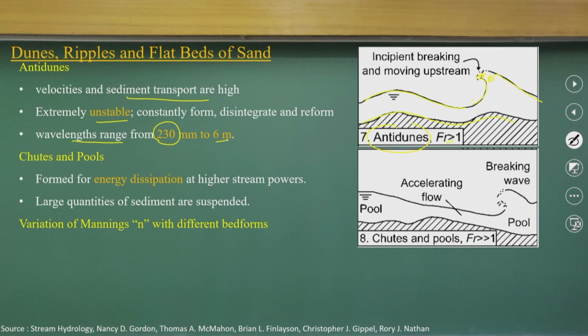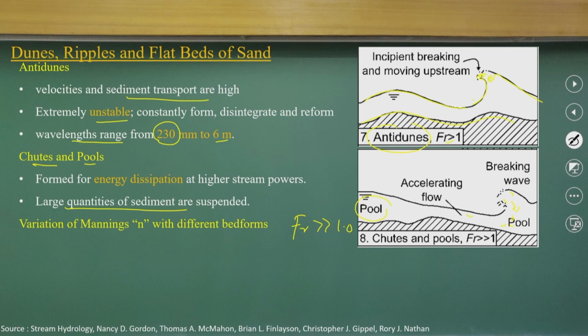Further, if your flow Froude number is larger than 1, then you will have pool and chute regions. There will be a pool and a chute, where the chute is the accelerating zone. If you have that, a large quantity of sediment will be in suspended conditions, and the flow Froude number is much larger than that.